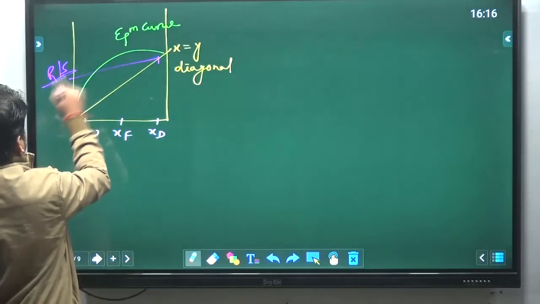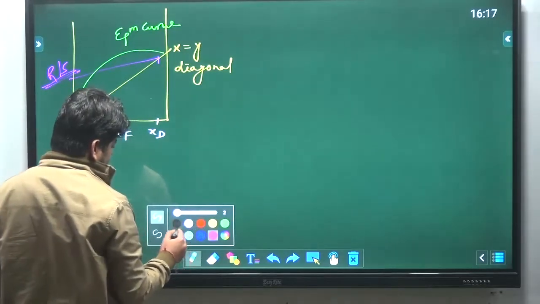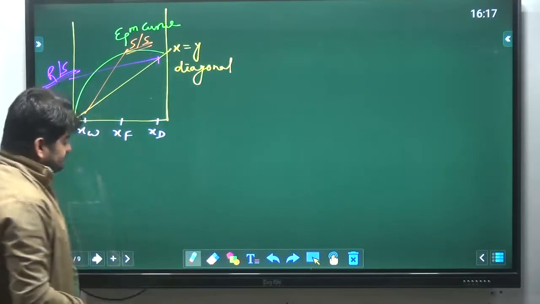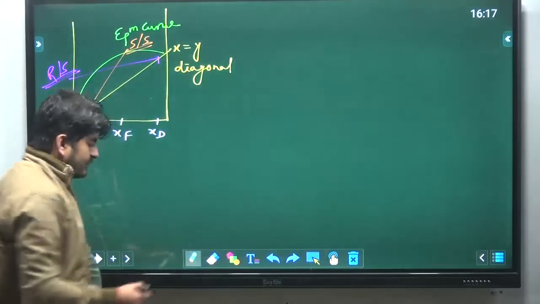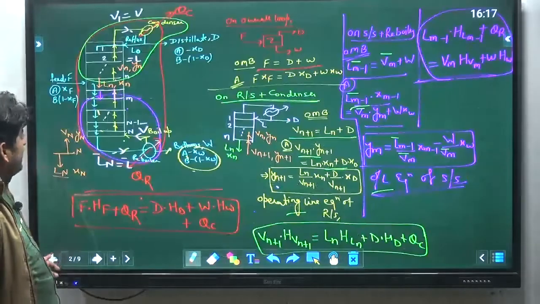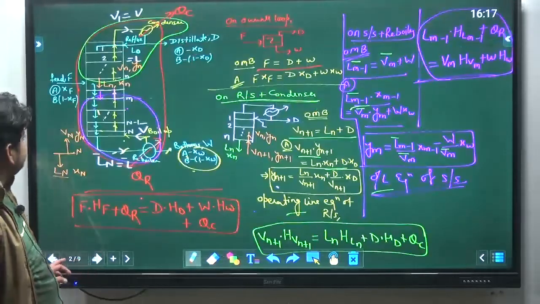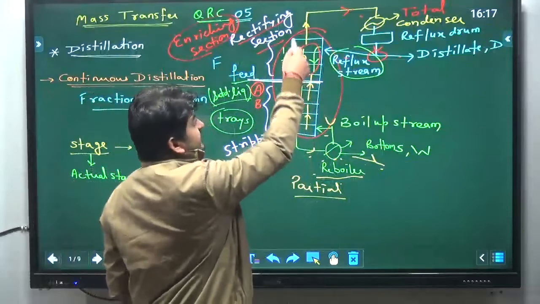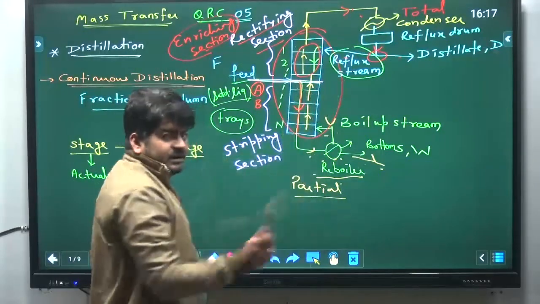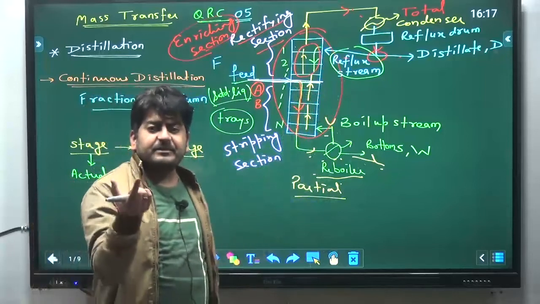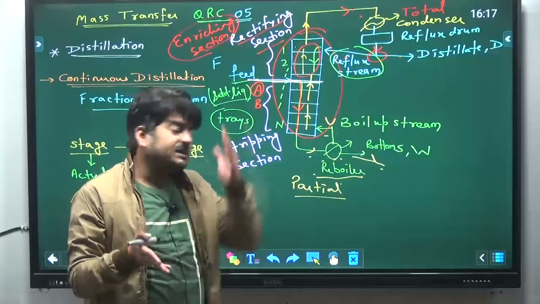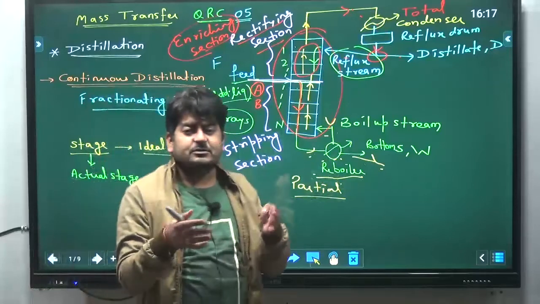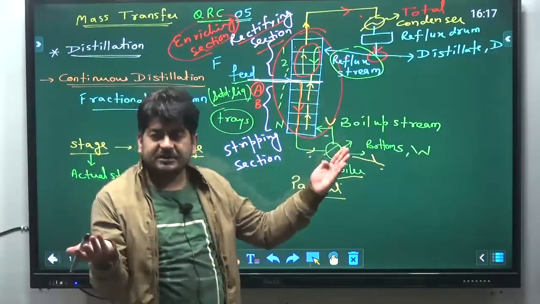This is for rectifying section, and this is for stripping section. One thing you can understand that in a distillation column, this is the feed plate. Above this we have rectifying section. Below this we have stripping section. So that means the feed plate is the one which is dividing the rectifying section and stripping section. Also we can say that feed plate is common in between the rectifying section and stripping section.